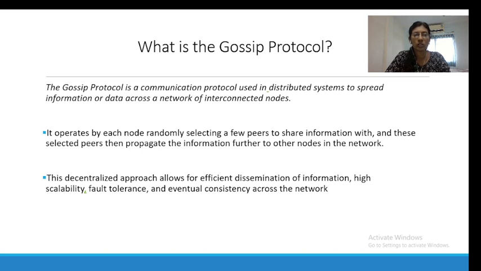The gossip protocol is a communication protocol used in distributed systems to spread information or data across a network of interconnected nodes. It operates by each node randomly selecting a few peers to share information with, and these selected peers then propagate the information further to the other nodes in the network. This decentralized approach allows for efficient dissemination of information, high scalability, fault tolerance, and eventual consistency across the network.